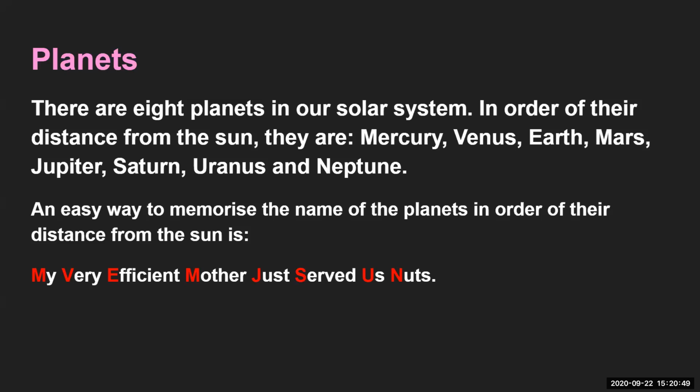Now came the planets. So there are 8 planets, as we have discussed: Mercury, Venus, Earth, Mars, Jupiter, Saturn, Uranus, Neptune. And here is an easy way to memorize all the planets, a shortcut. My very efficient mother just served us nuts. So Mercury, Venus, Earth, Mars, Jupiter, Saturn, Uranus, Neptune. This is a shortcut for remembering all the planets.